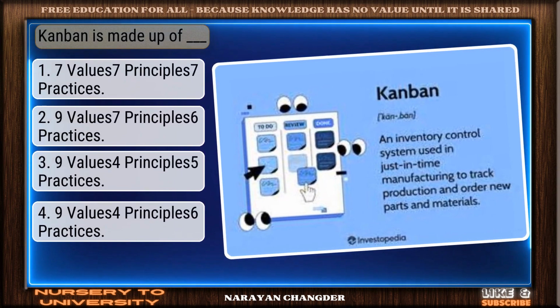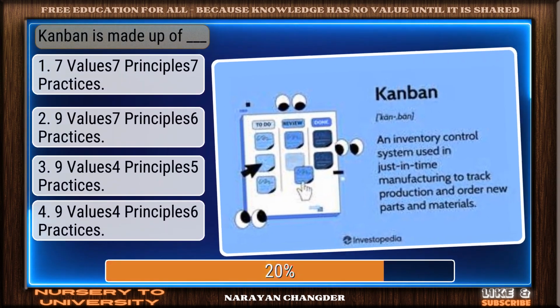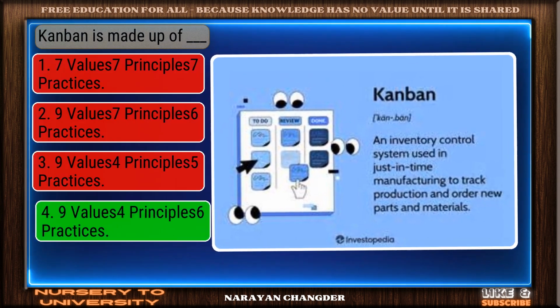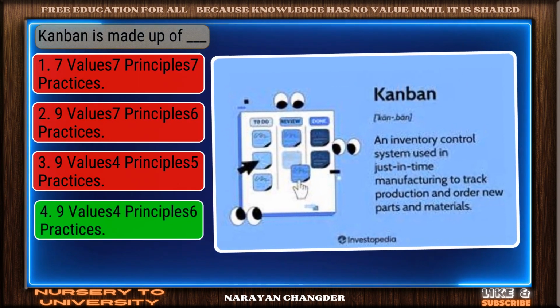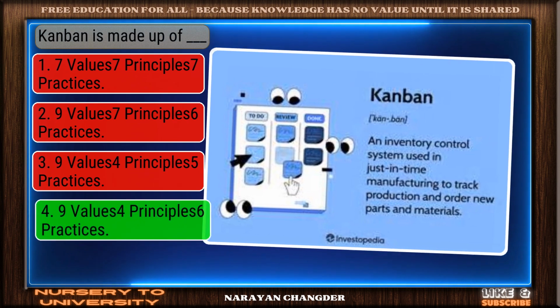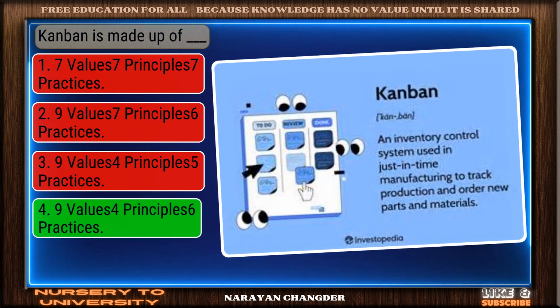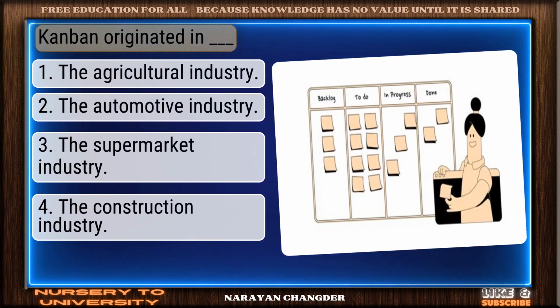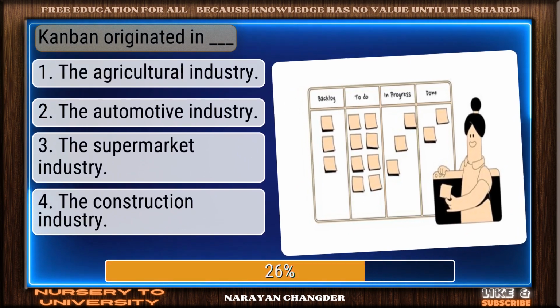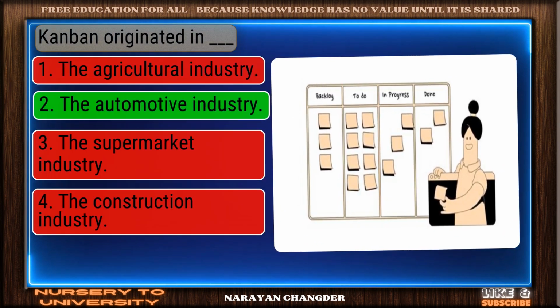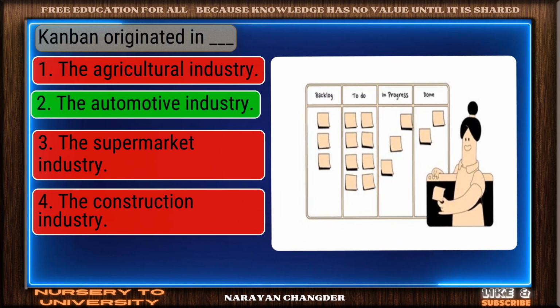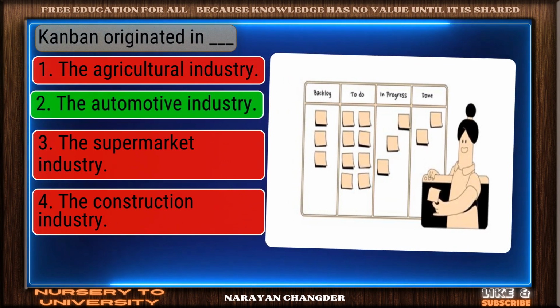Question number 58. Kanban is made up of dash. Sharp thinking. 9 values, 4 principles, 6 practices is the right choice. Question number 59. Kanban originated in dash. Smart pick. The automotive industry is the correct choice.